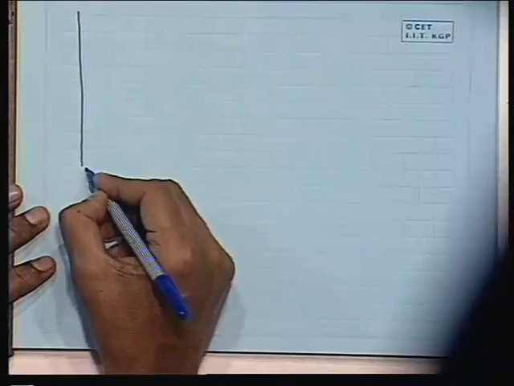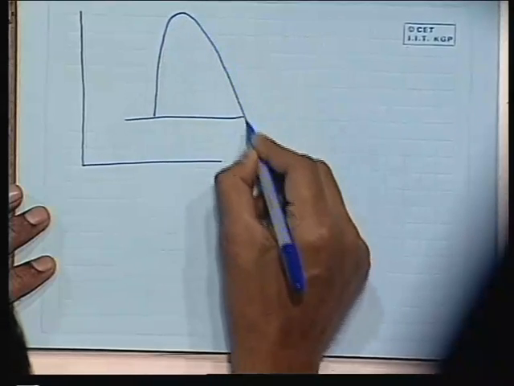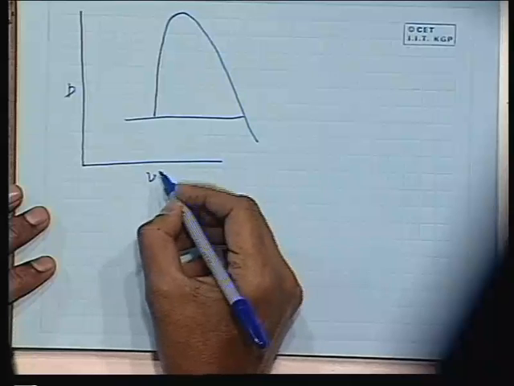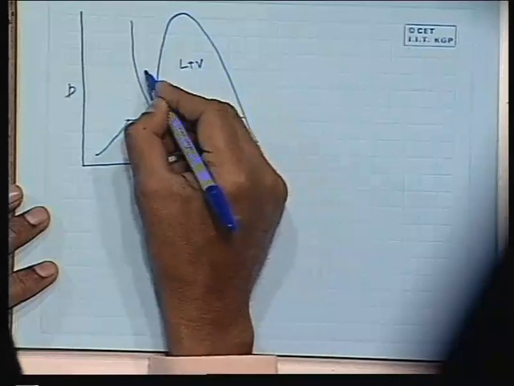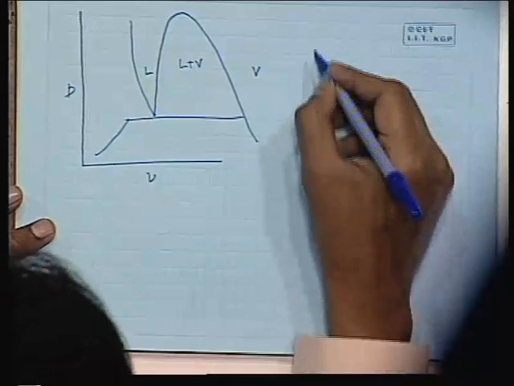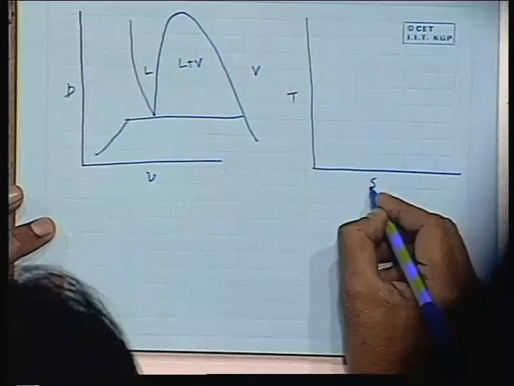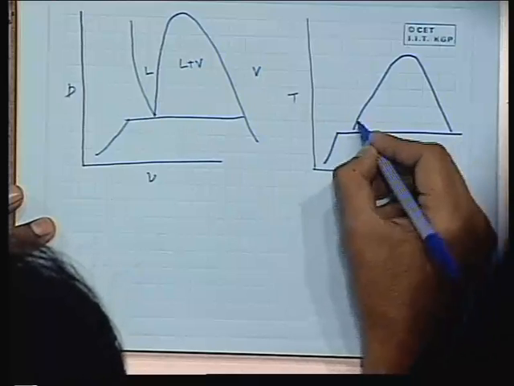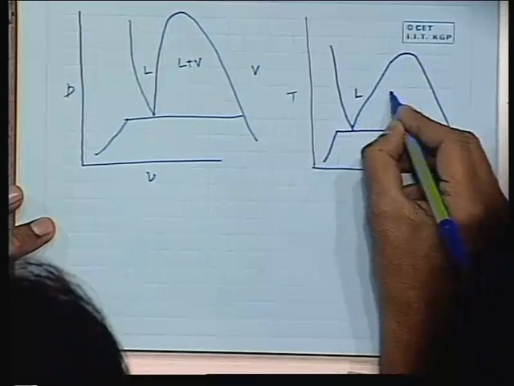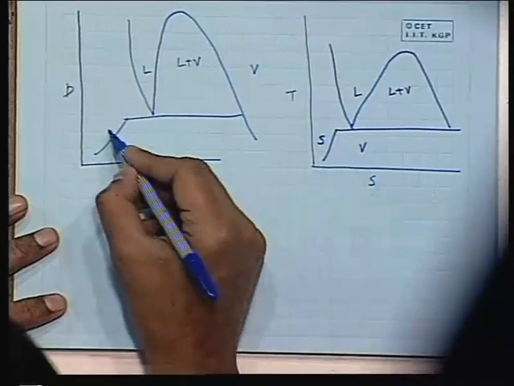Now let us again recall the PV diagram. This is the PV diagram, with P and V as usual. We are concerned only with liquid-vapor, but we can consider this for solid-liquid also; a similar thing will apply. And this is the TS diagram, I am drawing it like this. So this is liquid, liquid plus vapor, and this is the triple point line, solid, vapor.